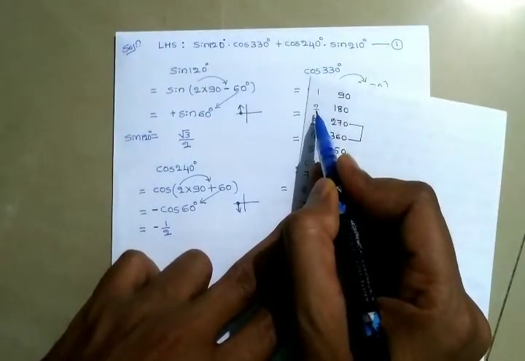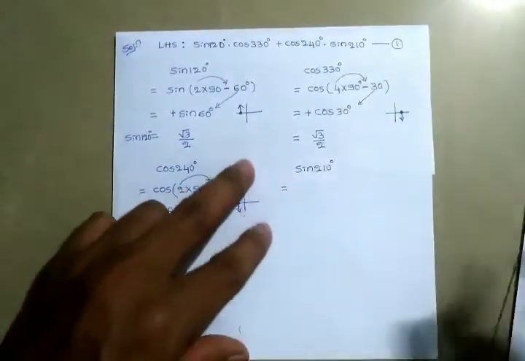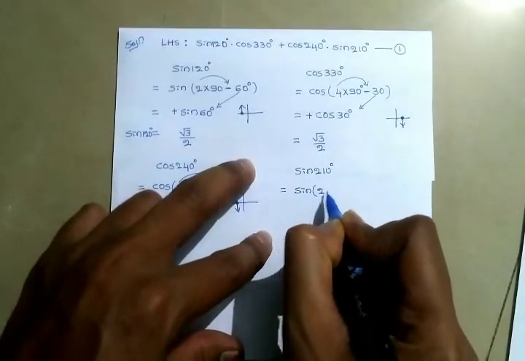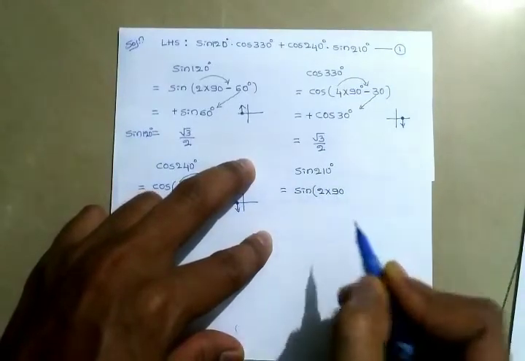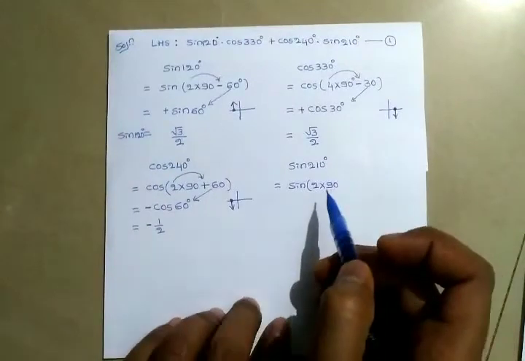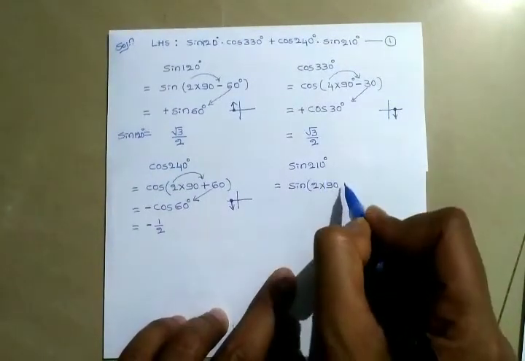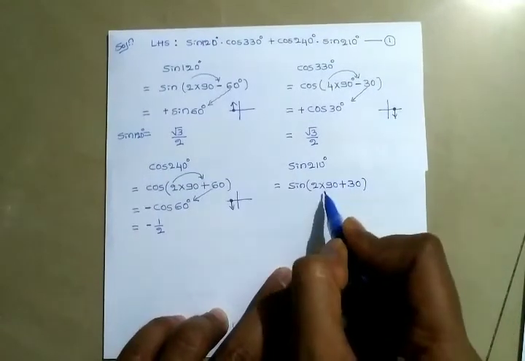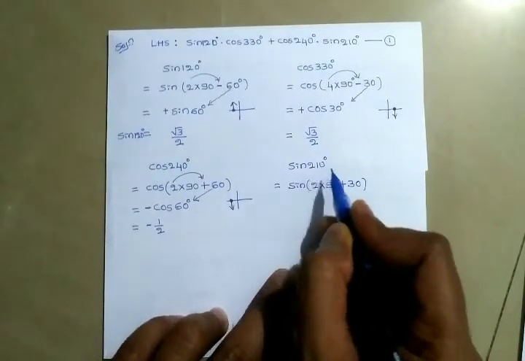Which one I am going to consider? Even number only I am going to consider. So sine I am going to keep it as it is. 2 into 90 is 180. Next 180 plus, to get 210 I should add how much here? 30. Then only 180 plus 30 becomes 210.